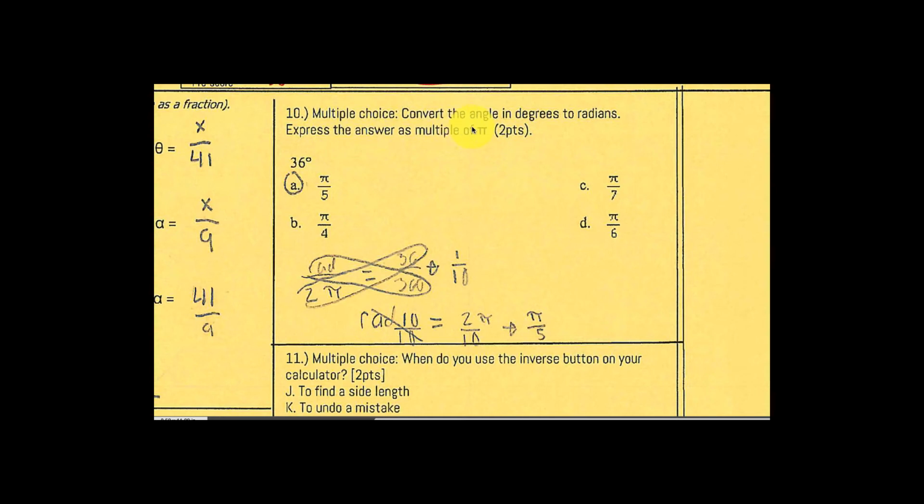Question 10, multiple choice, convert the angle in degrees to radians, express the answer as a multiple of pi. Awesome proportion, 36 over 360 reduces to 1/10. Cross multiply, you get 2 pi equals radians times 10, divided by 10. You get radians equals 2 pi over 10, which reduces to 1 pi over 5. A is your correct answer.